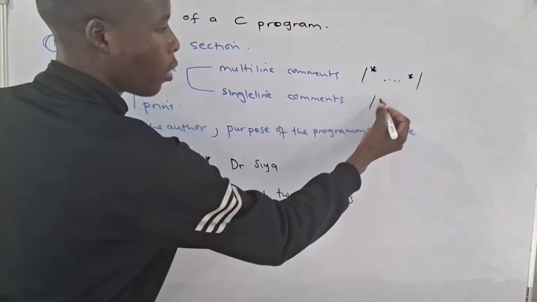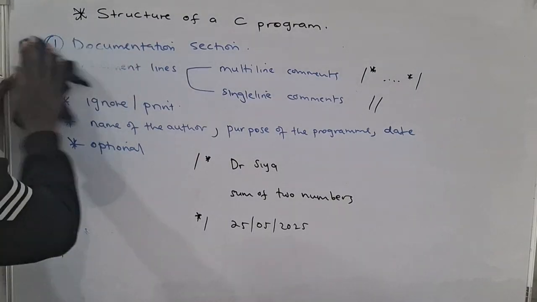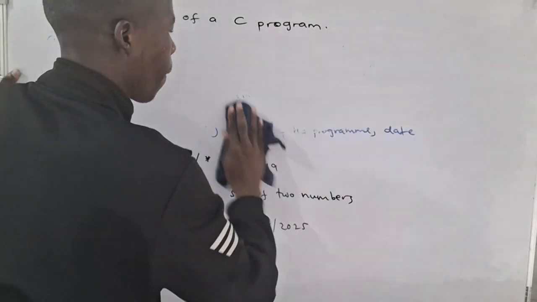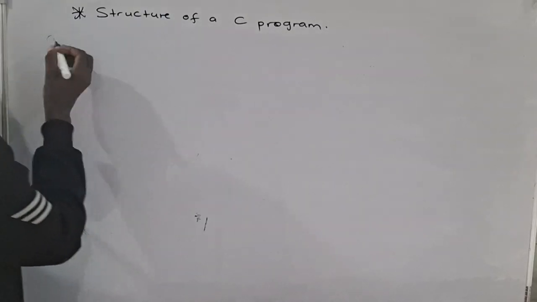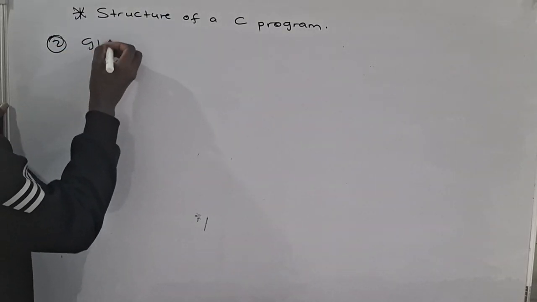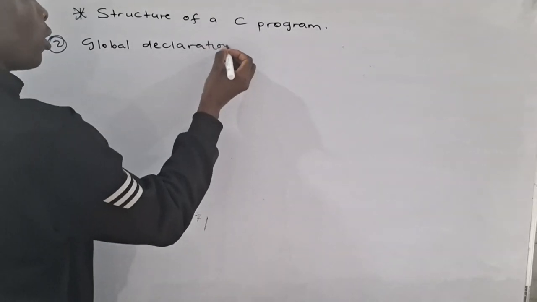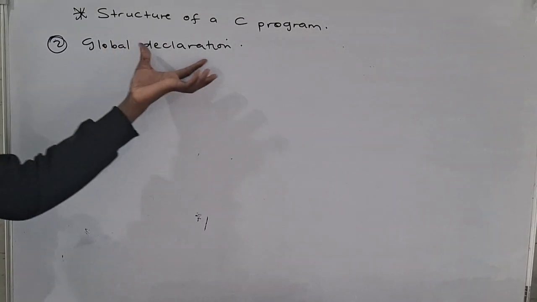Okay. These are what we call the single line comments. So this is going to be ignored. Let's move on to the next part. We have what we call the global declaration. Global declaration, number 2. Okay, I'm sure you know what is declaration.